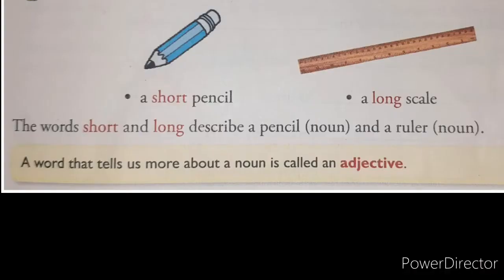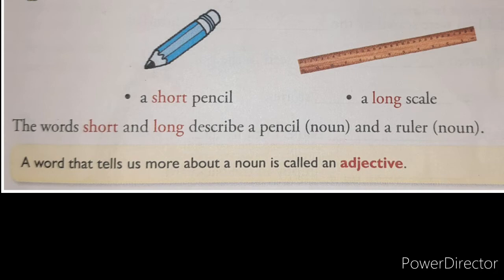We'll see first what adjective means. Now in the yellow color box, the definition of adjective is given, that we'll see. A word that tells us more about a noun is called an adjective. Means a word that tells us more about a noun, that word is called an adjective.